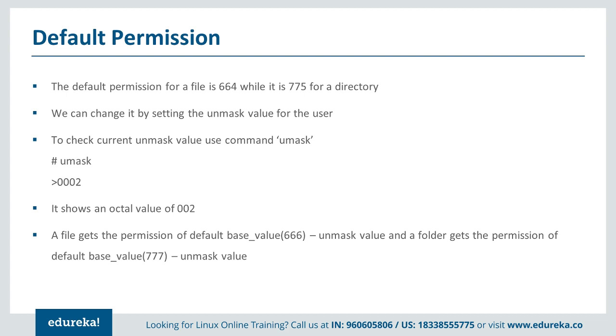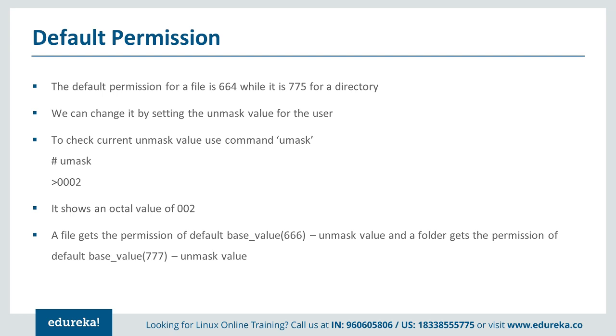The default permission for a file is 664, while it is 775 for a directory. So 664 means the file has permission to read and write, but none of them has permission to execute. You can change it by setting the umask value for the user. To check the current umask value, use the command umask. It shows the total octal value. A file gets a permission of default base value 666.